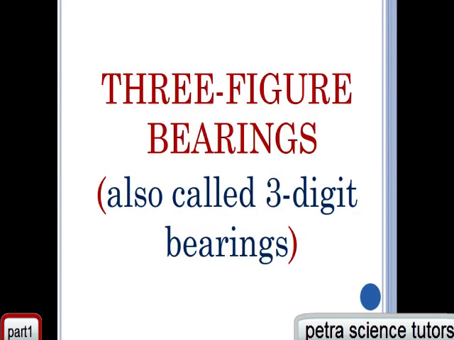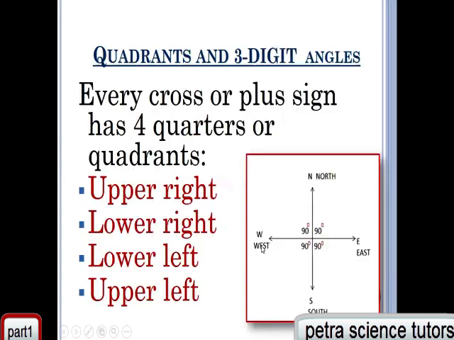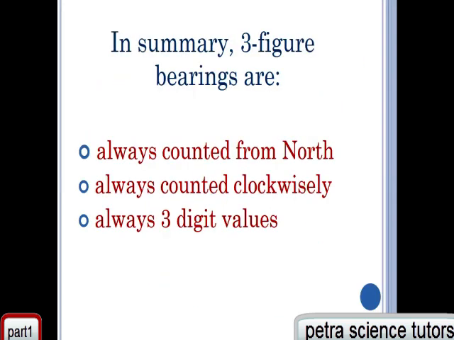The second way we can represent bearings is the three-figure bearings. It's also called three-digit bearings. It's also called the true bearing because this is the most commonly used bearing representation. Three-figure bearings use the three-digit values of angles which have been measured clockwise from the north. So in summary, three-figure bearings are always counted from the north, always counted clockwise, and are always three-digit values.